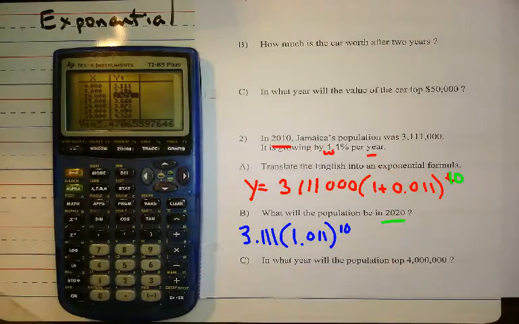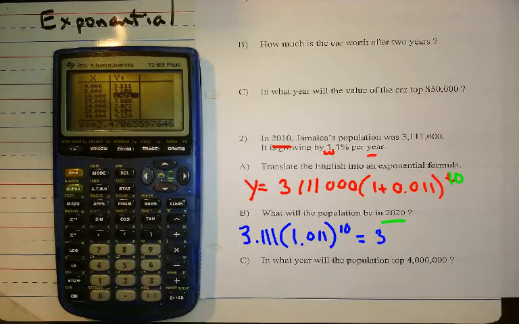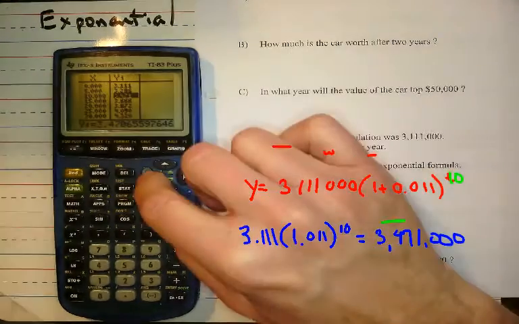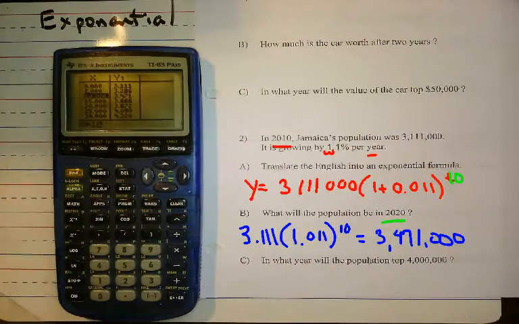So 10 years right there. So I have, according to this, 3 million. Now I have 3.1, so that's 3 million. 3.4, 7.1. All right. So I have 10 years, 3.471 million people. So that's 3,471,000. Right? And then in what year will the population top 4 million?